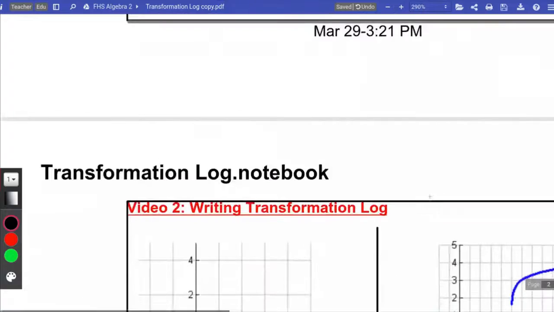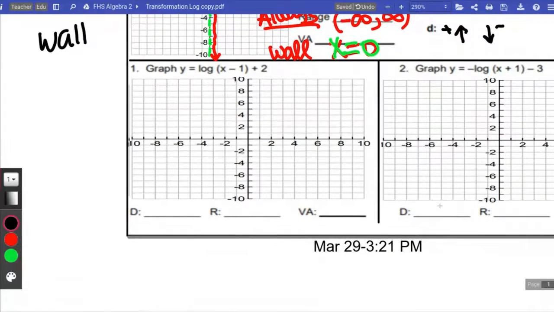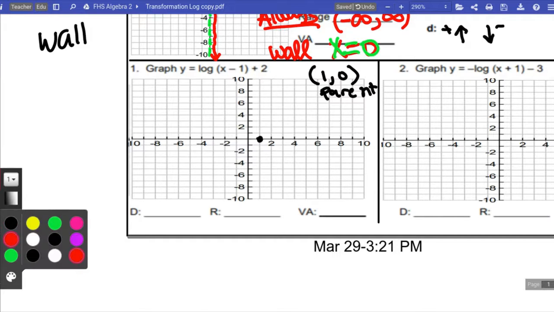Cool. Let's put that to work. Let's do number 1. Remember what I said earlier: the parent function will always start at (1, 0). We're going to plot that right here. This will help us graph this. By observing this, I know it has a minus, so that means it went to the right 1 unit. Then it has a +2, so that means up 2. So from the parent function, we need to go right 1 and up 2. So we are right here.